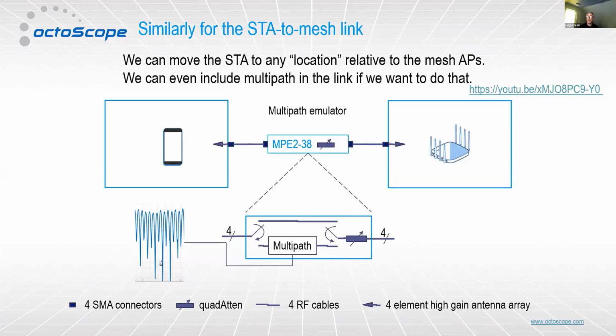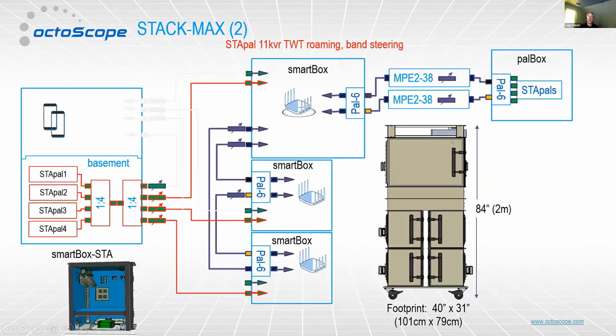And we can even include multipath in the link, for example, between a station and a device, by including the multipath emulator instead of an attenuator. Again, as discussed in one of our previous demos.